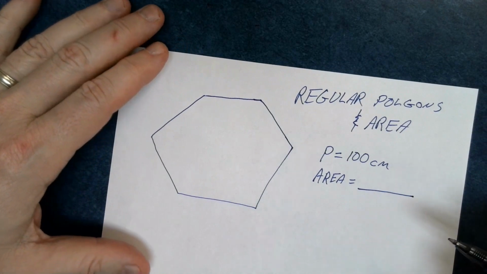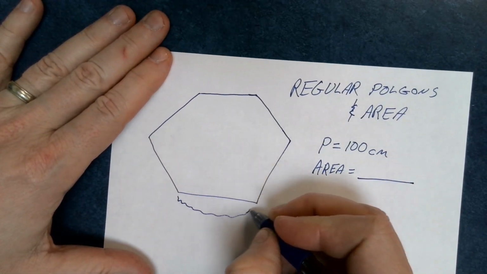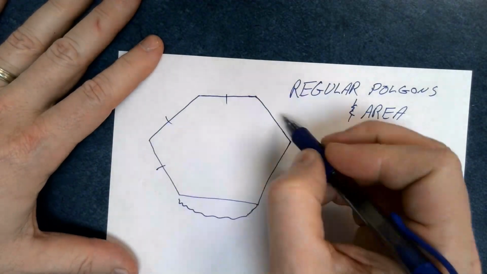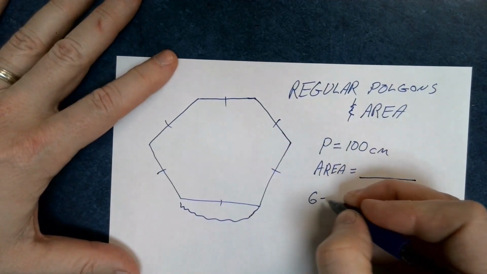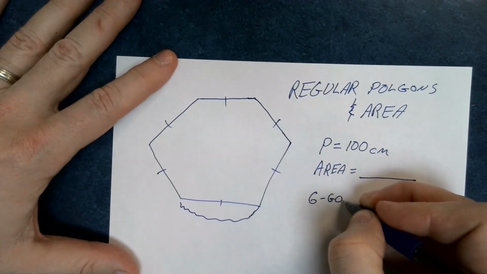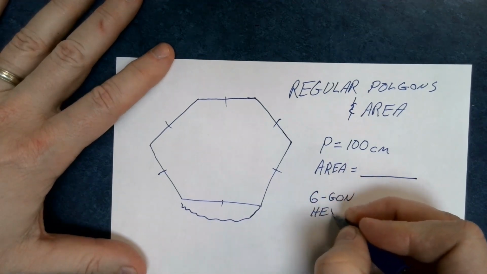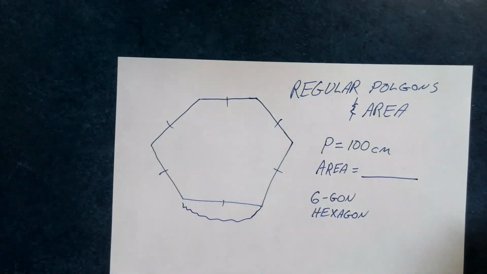The first thing that I'm going to need to do is find out how long one of these sides is. So I'm going to count 1, 2, 3, 4, 5, 6. This happens to be a six-gon, or also known as a hexagon, because it has 6 different sides to it.